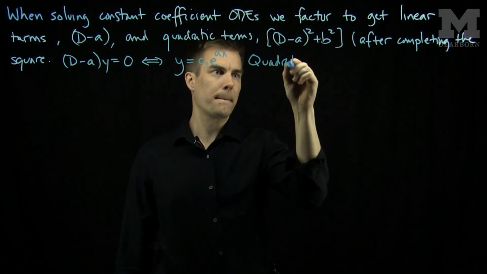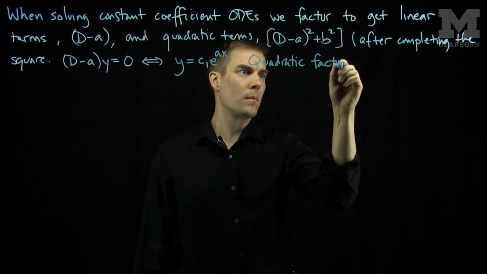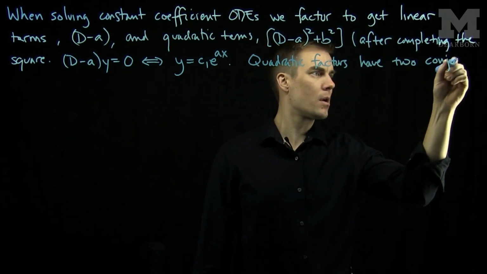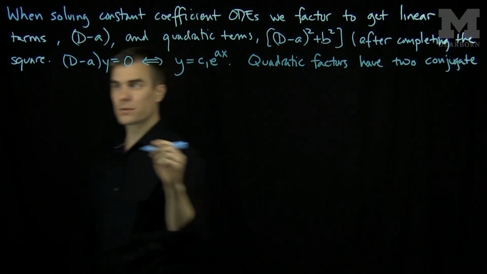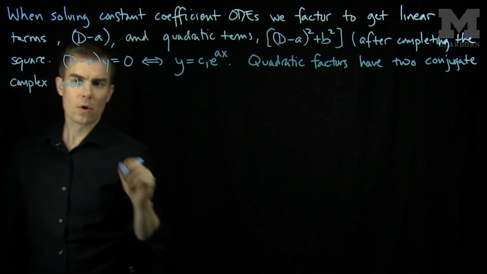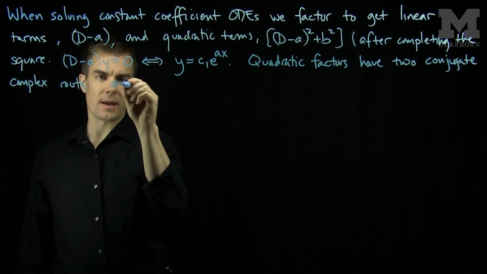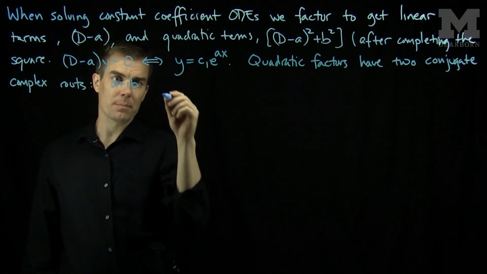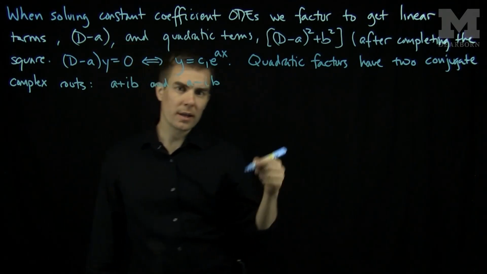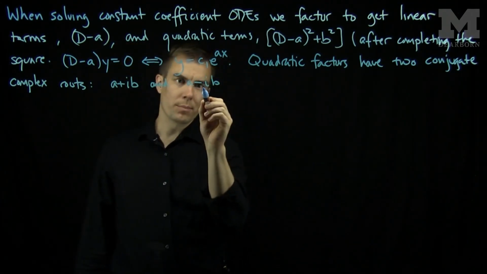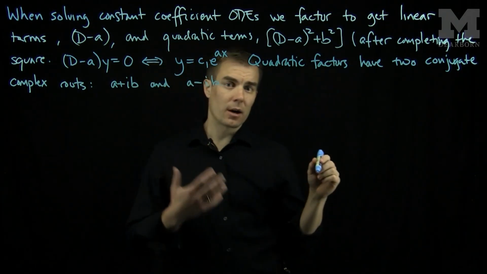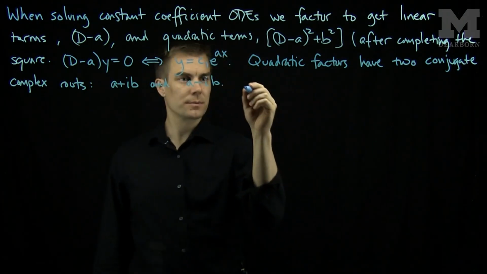Quadratic factors have two conjugate complex roots. We will write these roots as a plus ib and its complex conjugate, a minus ib. Recalling that to make a complex conjugate, we replace the coefficient of i with a negative. This implies that our quadratic term will have these two factors.